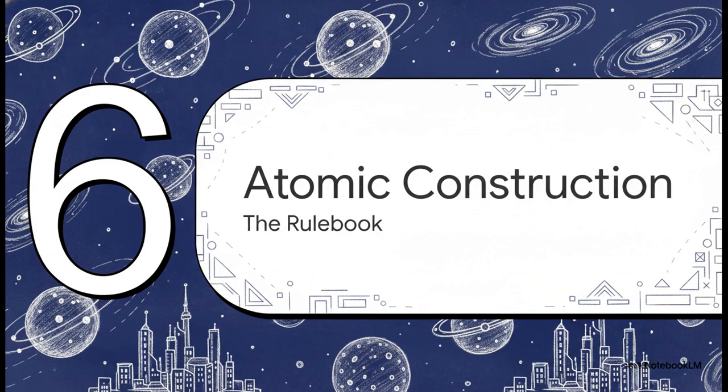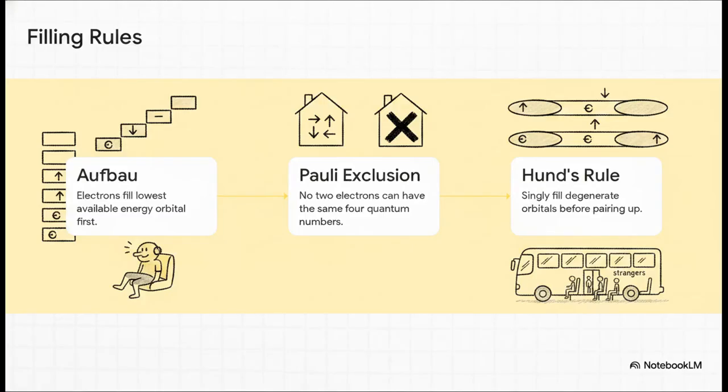Section 6. Rules of Atomic Construction, the Rule Book. To finish building our cosmic city, we really need to understand the strict regulations the universe uses to pack electrons into these wildly shaped orbitals. These three fundamental laws govern exactly how an atom is constructed from the ground up.